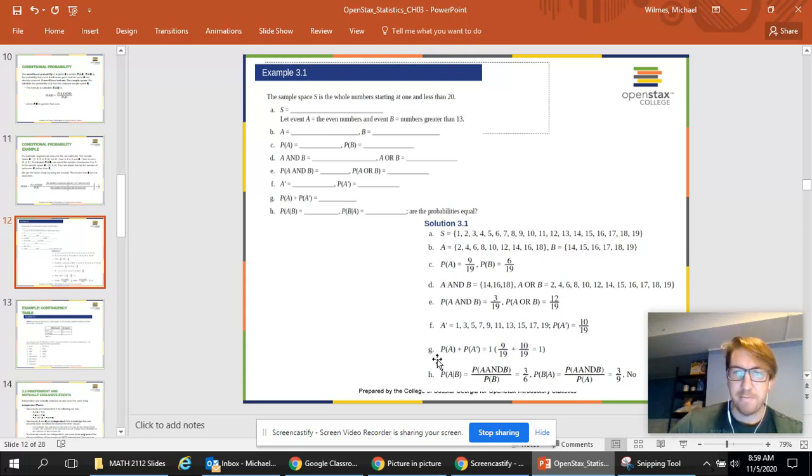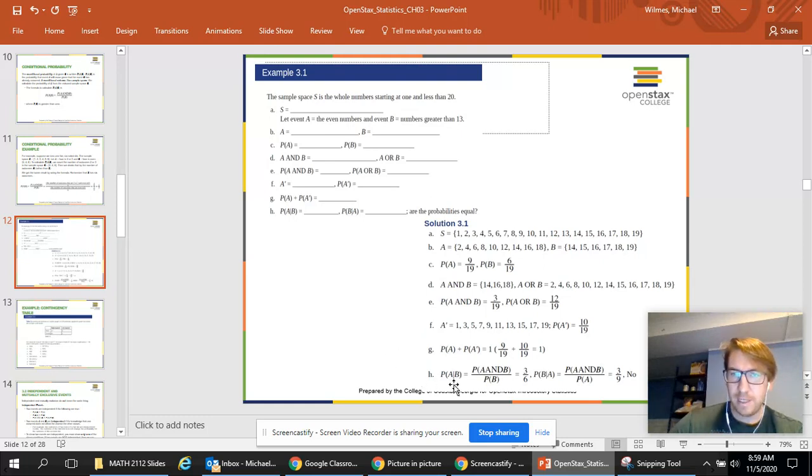Here we're just showing that the probability of A and the probability of not A add up to 1, because remember, these are complements of each other. Like the probability it rains plus the probability it doesn't rain today must add up to 1.